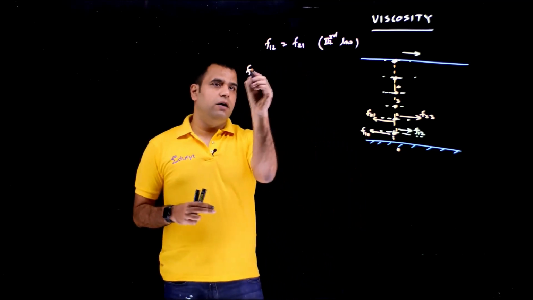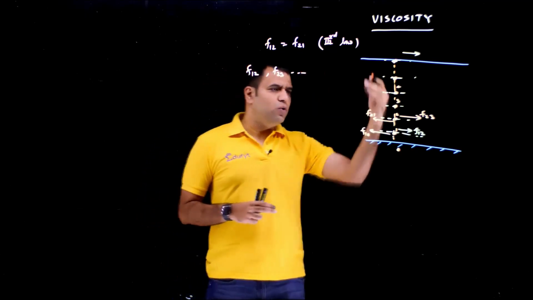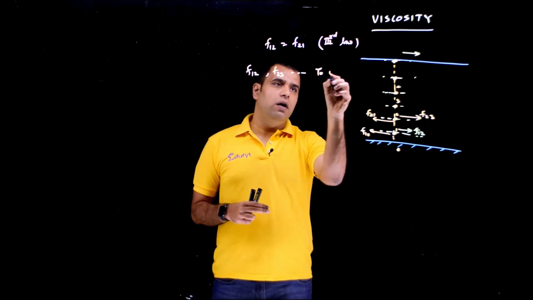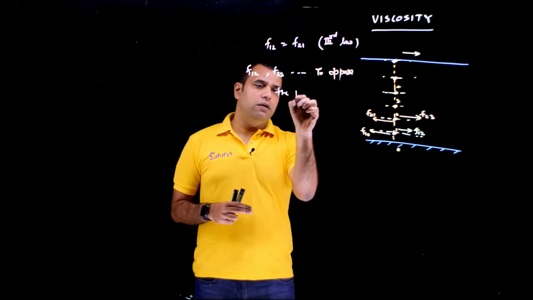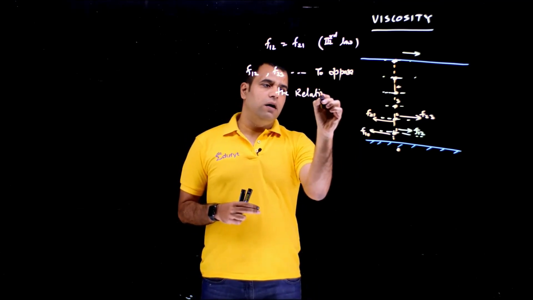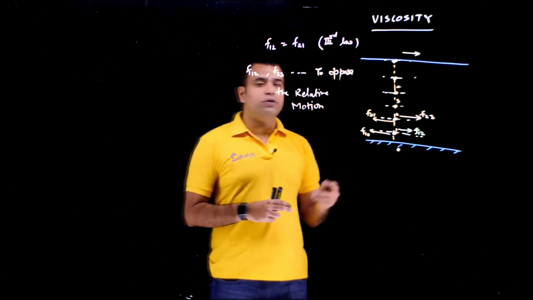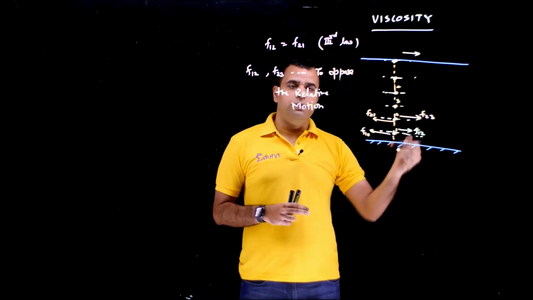So F12, F23, etc. There will be more also. They are coming to oppose the relative motion. No other reason. They are just coming to oppose the relative motion. So F23 is applied by 3 onto 2.